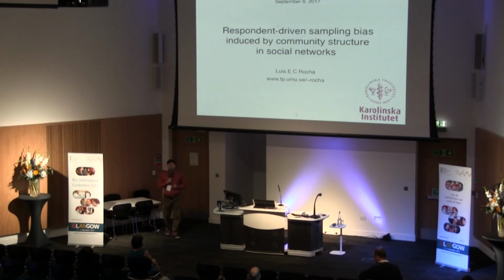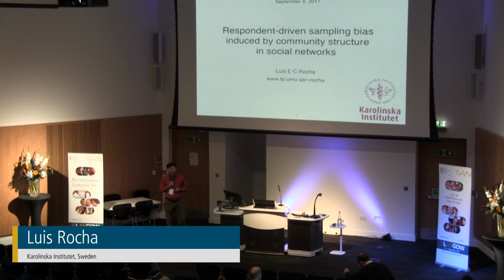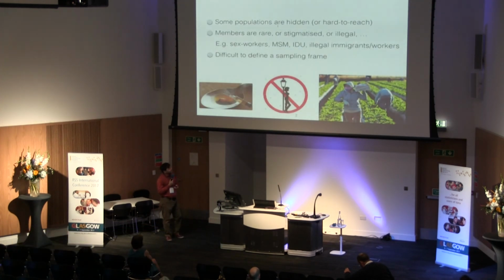Yeah, so today I will talk about respondent-driven sampling and some potential sources of bias in this sampling process. So one challenge that researchers in public health and social sciences face every day is how to reach some kind of populations, because they are very difficult to reach. There are many reasons for that. That's because the members are rare, or perhaps they're stigmatized, or even illegal or unregulated somehow.